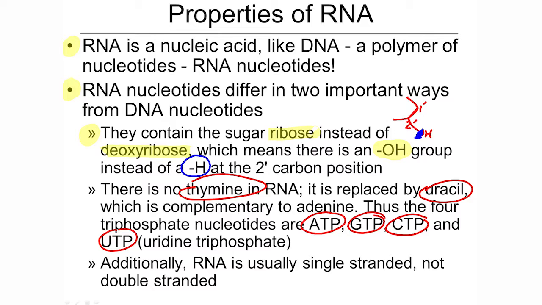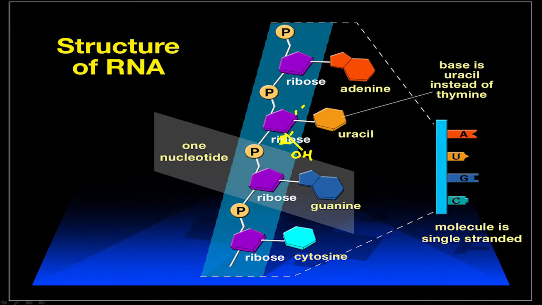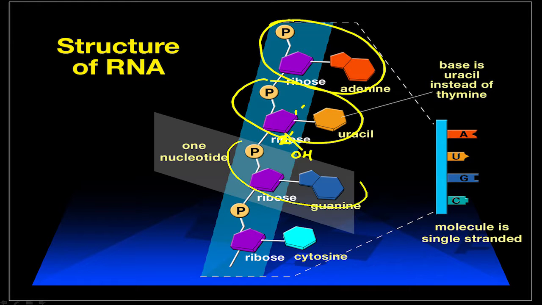A final important difference that really relates more to the entire molecule is that RNA tends to be single-stranded. It's not always the case, but for our purposes, let's say for now that it is a single-stranded molecule, not double-stranded like DNA. So let's go back to this picture. Here's one nucleotide, and I'm circling all the nucleotides that are getting strung together in very much the same way that DNA nucleotides are polymerized, through a phosphodiester bond.